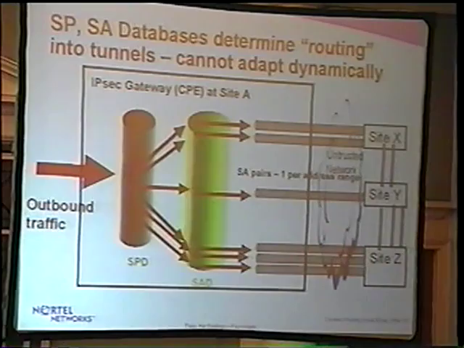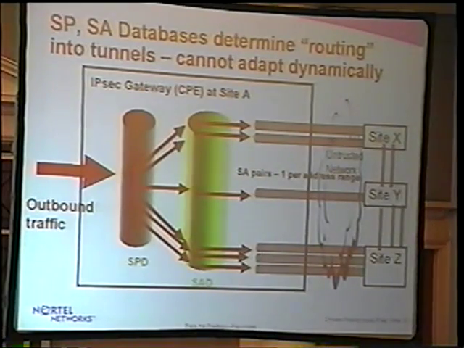And this is a graphic look at the issue, what's going on. Between site A and site X, let's say there are two networks on site X. That means we need to have two security association pairs. Actually, a security association is a unidirectional mechanism, so you need a pair of security associations to make one bidirectional connection. So we've got two pairs of security associations going to site X, one to site Y, maybe there's just one network there, and three in site Z.